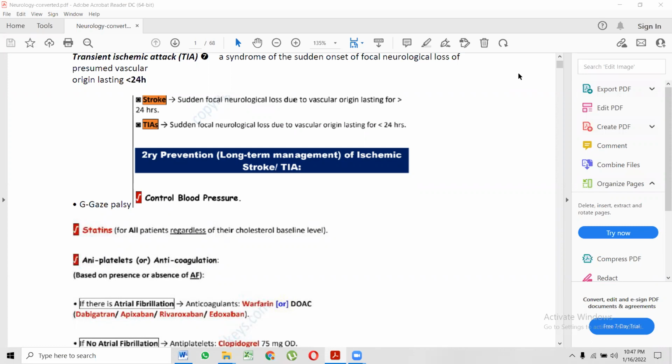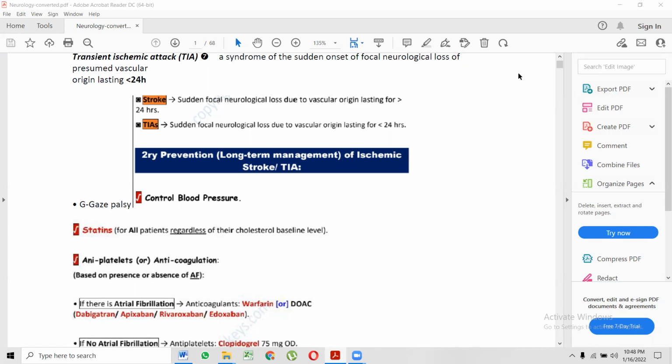Can anyone tell me an example of a condition which leads to thromboembolism? A condition that can lead to thromboembolism, could that be a heart condition? DVT? Deep venous thrombosis. Yes.